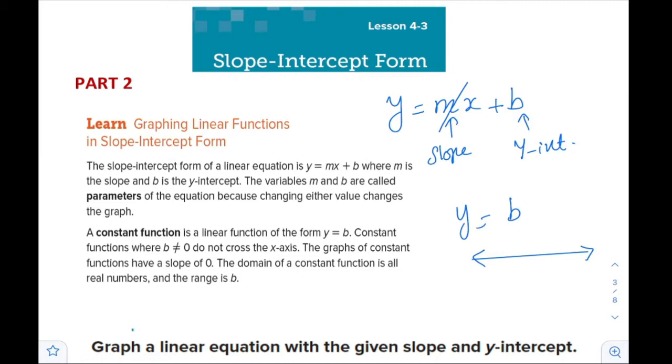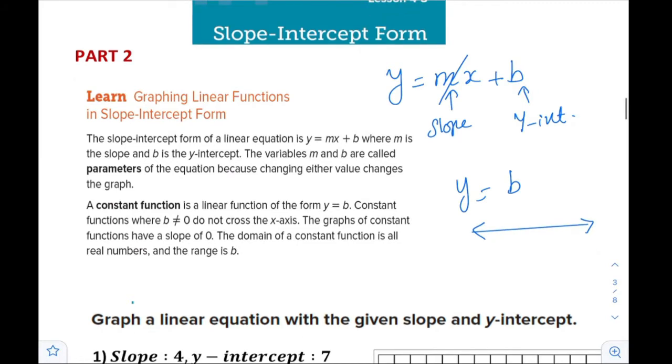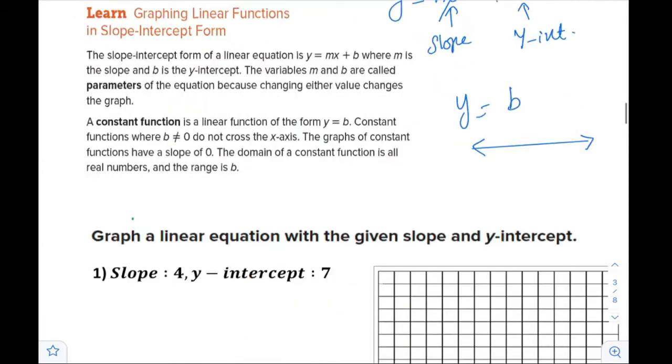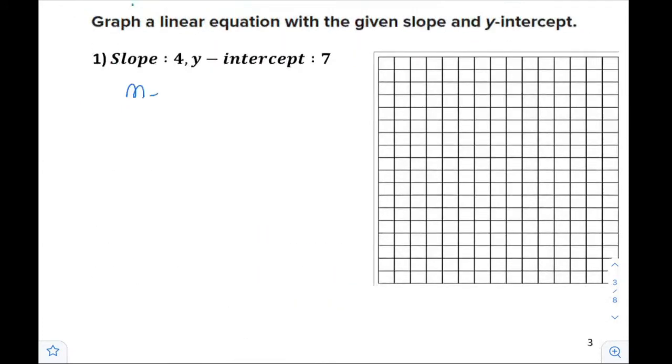Now let's take an example. Graph a linear equation with the given slope and the y-intercept. m is 4, y-intercept is 7. How can we start graphing? We will start by the y-intercept.